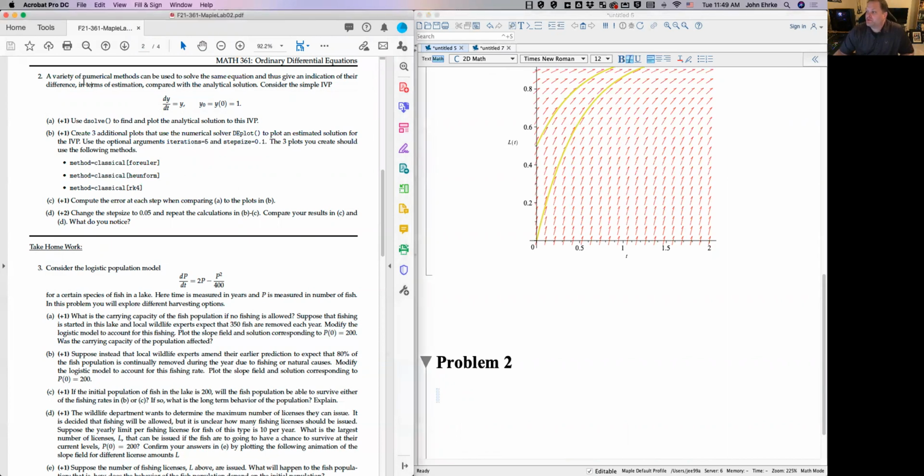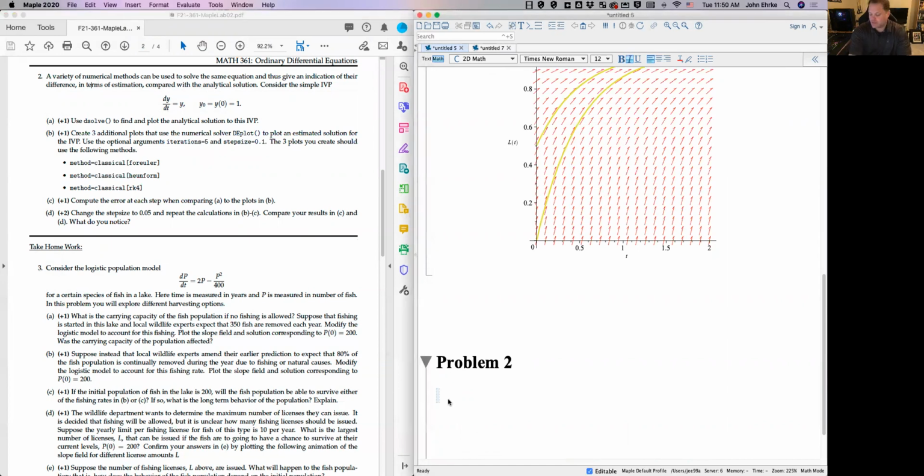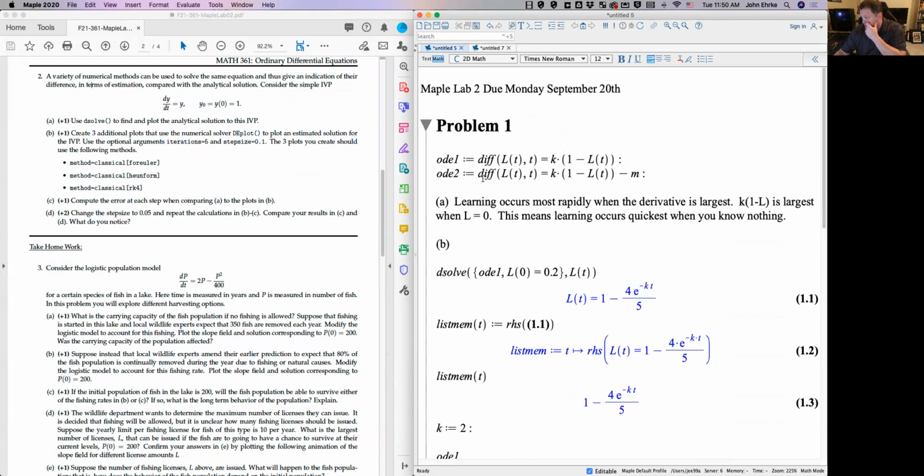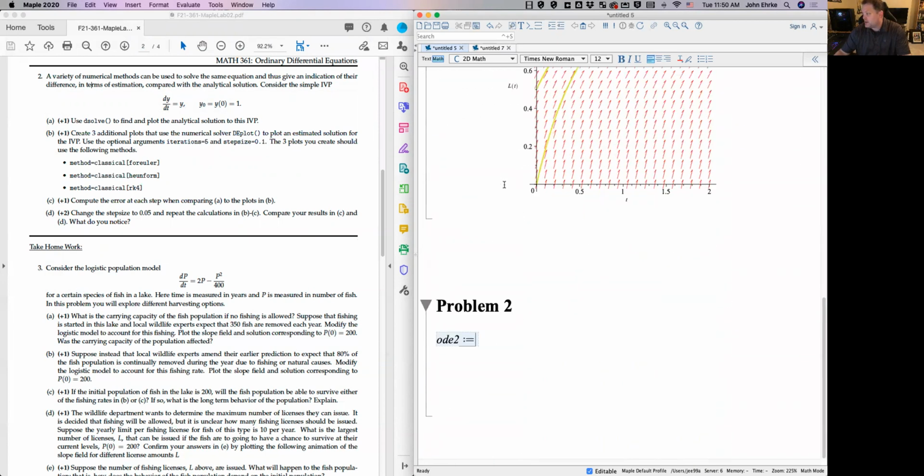So on problem number 2, it's looking at the differential equation dy dt equal y. So let me go ahead and write that in. I'll just call it ODE2. I didn't use ODE2 up here, did I? Yeah, I did. I used ODE2 there. So let me hit restart. So the restart command is really nice. If you hit restart, it clears out all the memory of previous things you've entered in that document. So I'm just going to restart because I want to use ODE2 here because it's problem 2.